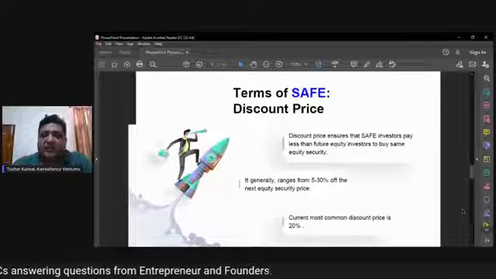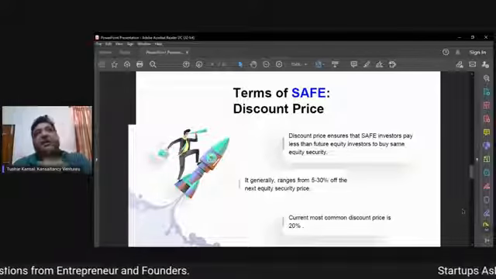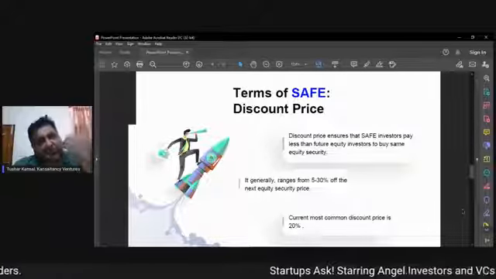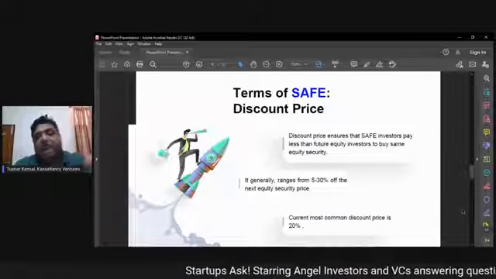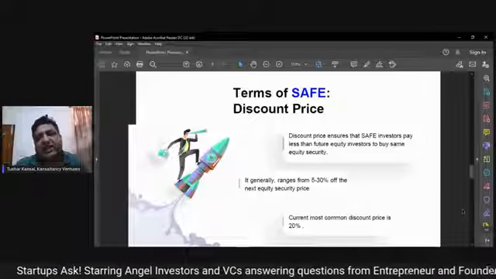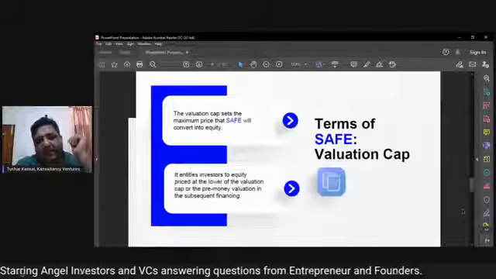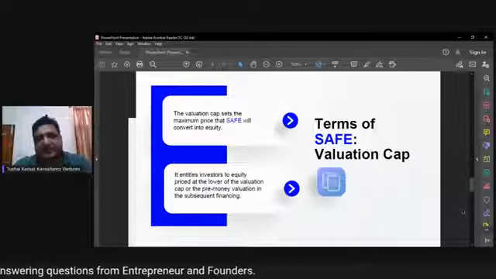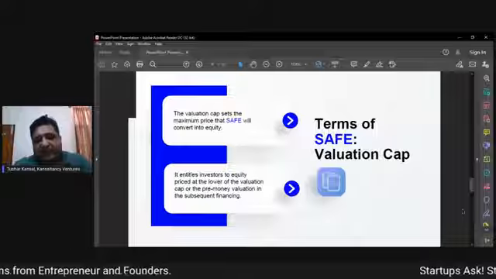Terms of safe. Because the investor is putting money today, but he's getting equity at a future date, he's entitled to a discount. So this discount price is built in, usually around 20%. Valuation cap sets the maximum price. As I said, that safe will convert into equity.